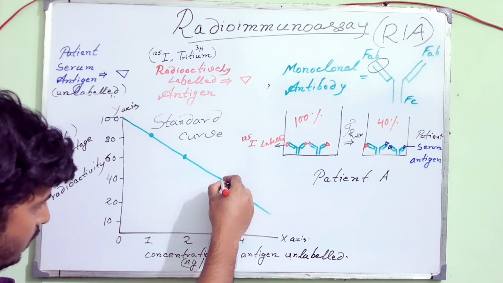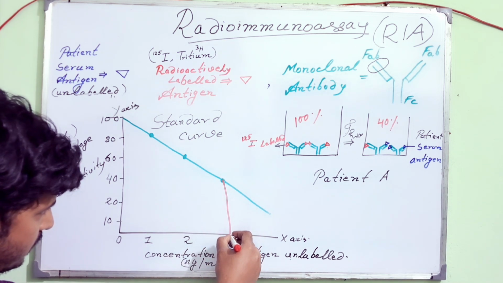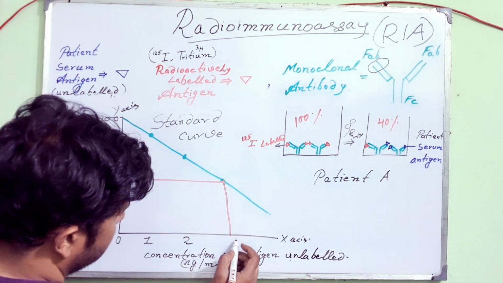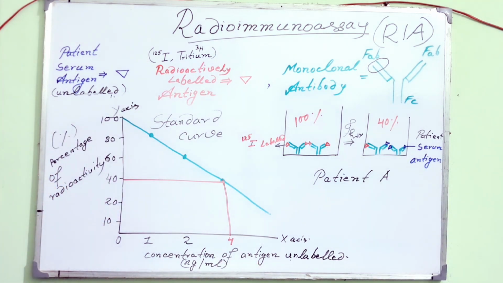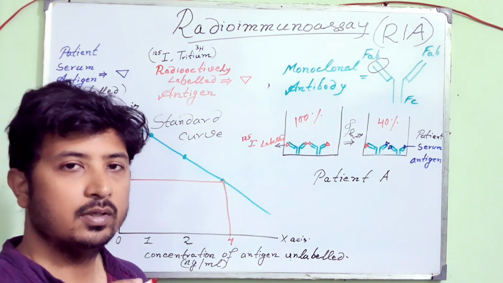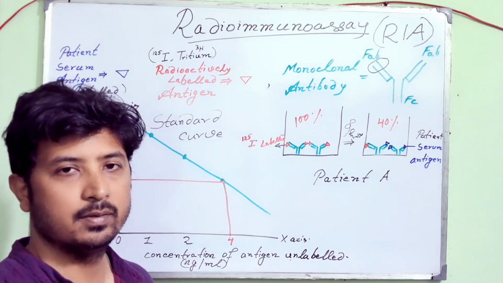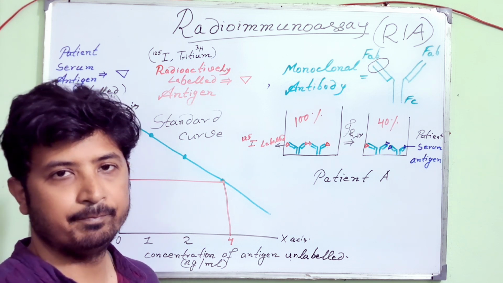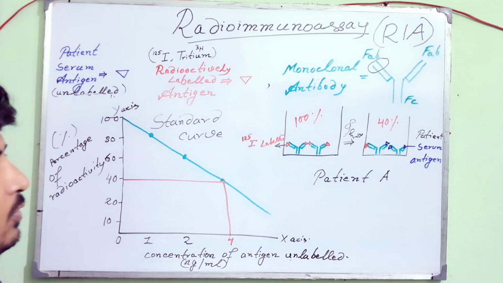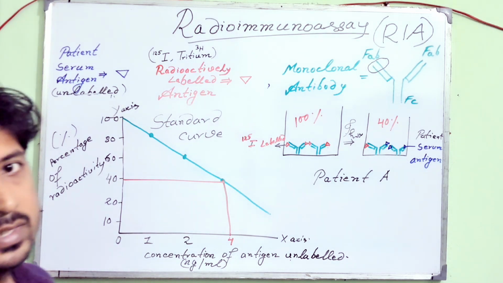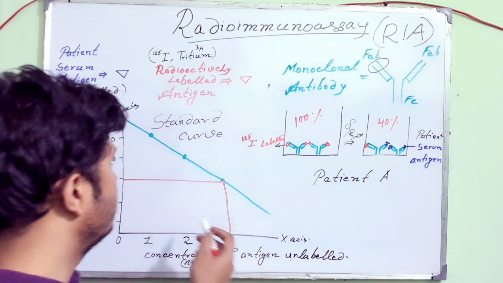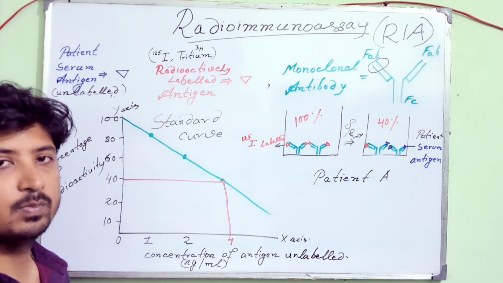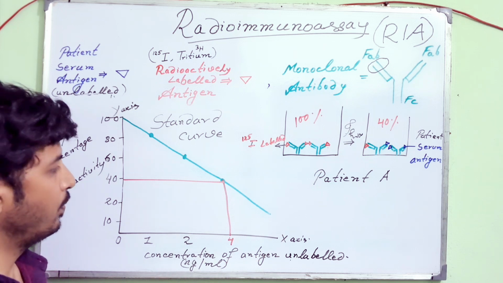So at this dot, if you just draw a line here, the actual patient contains 4 nanogram of antigen. So the serum contains 4 nanogram per ml of antigens. Likewise, you can find it for as many patients as you like, but you have to prepare this curve first. Then you have to measure the radioactivity for the experimental wells. So I hope I am clear.